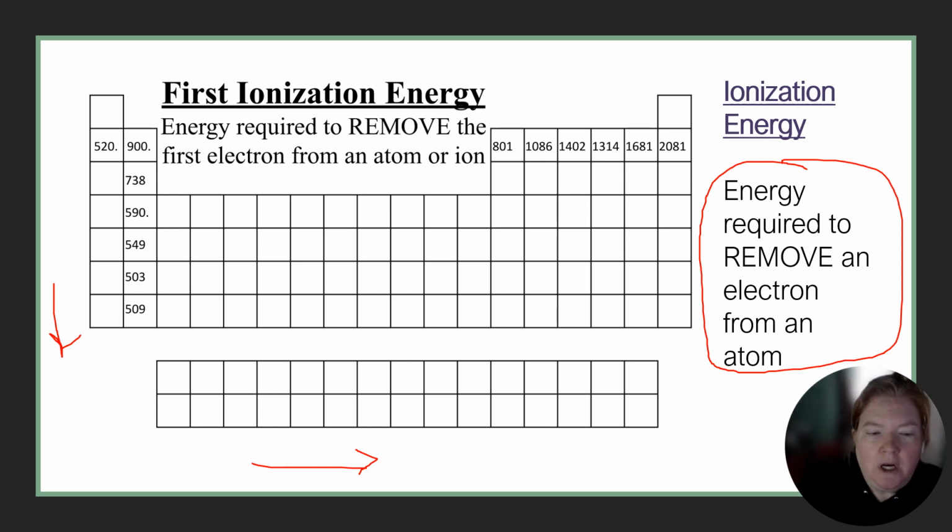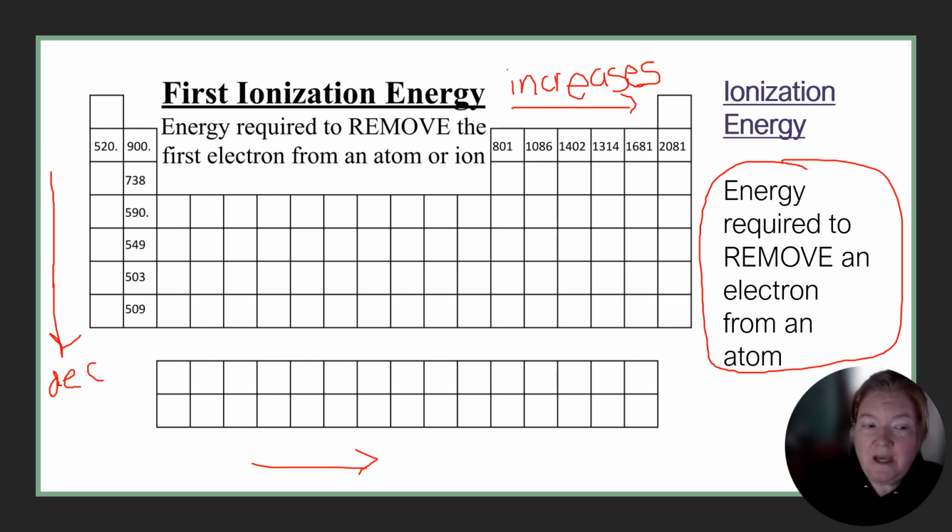Okay, so if we look at our trends then, as we go across a period, what happens to our first ionization energy? It increases, right? So the first ionization energy increases going this way. What happens to the first ionization energy as we go down a group? It decreases. So that's the way you need to know the trends, going down a group and across a period.